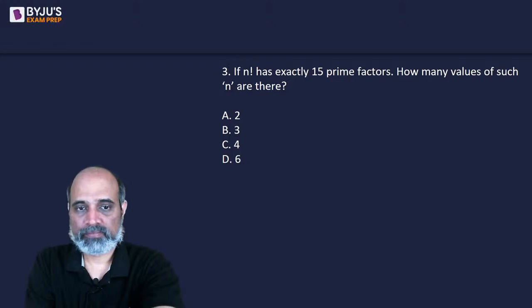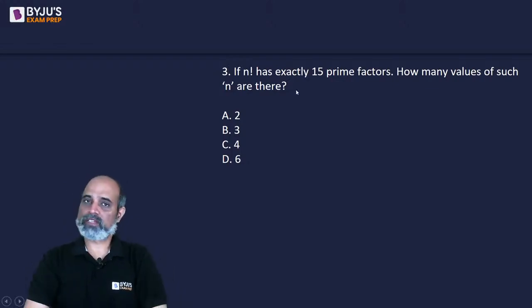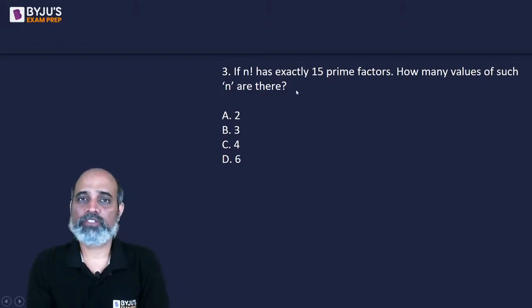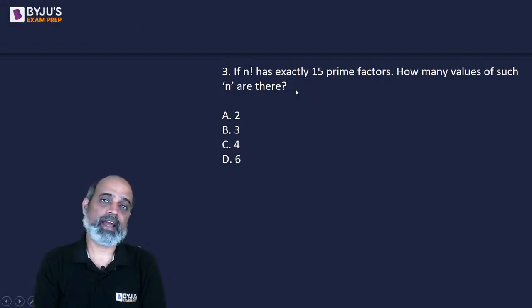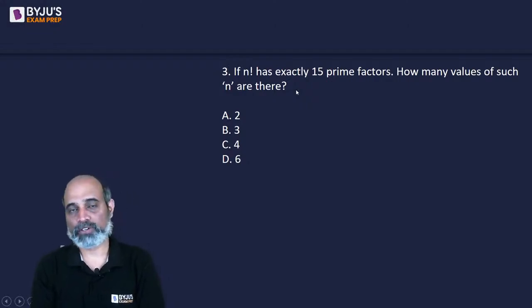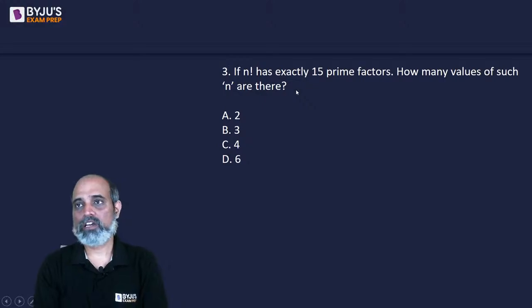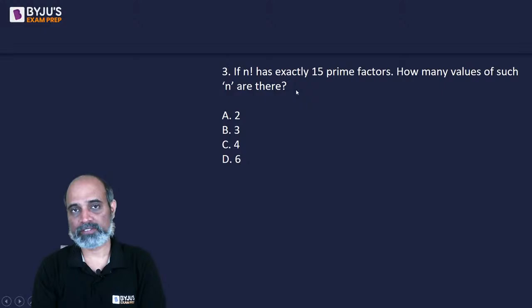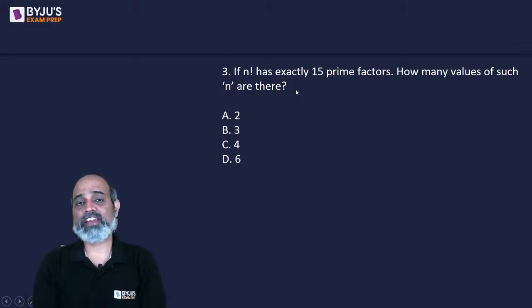Okay, next one. How do we go about such questions where we have got factorials and we are asked how many factors it is going to have, or how many prime factors? Vice versa, if the prime factors are given, how would we know what factorial that is? So if n factorial has exactly 15 prime factors, how many values of such n are there?